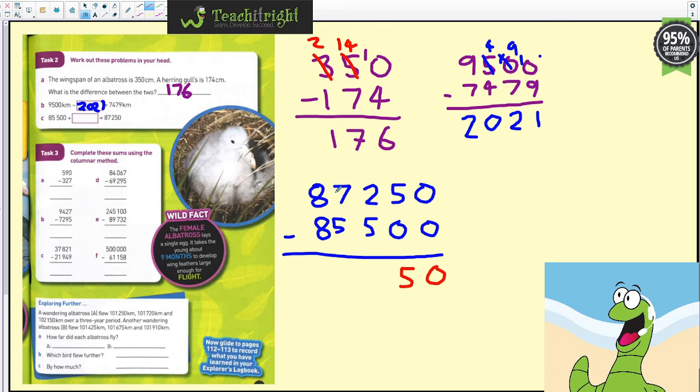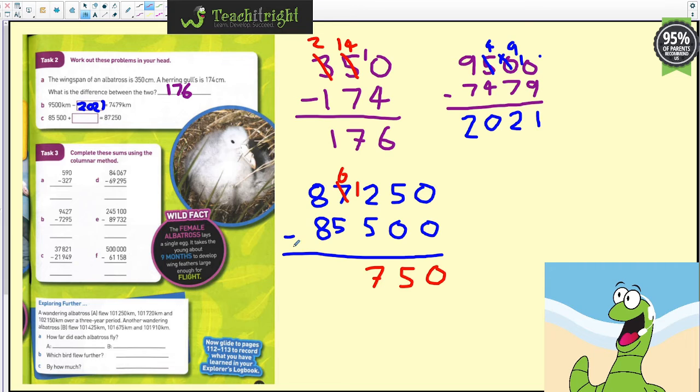2 take away 5 we can't do, so we have to borrow from the 7, becoming 6, becoming 12. Now 12 take away 5, or again, 1,200 take away 500. It's always important to be able to, in your mind, say the true number, not just 12 take 5, but to say 1,200 take away 500, because it helps make you understand why we're writing the answers in the bits we are. So in this case, 1,200 take away 500 is 700, which is why we wrote the 7 in the 700s.